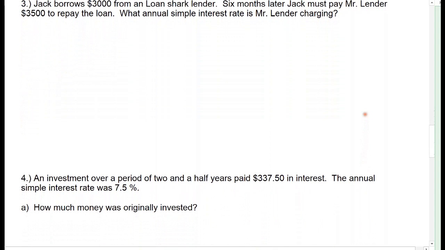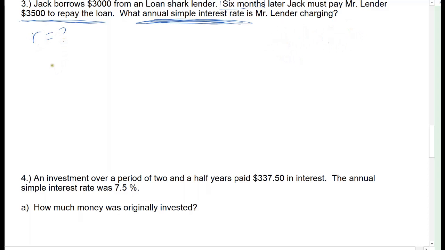All right, next example is a loan example. Suppose Jack borrowed $3,000 from a loan shark. 6 months later, so there's a given time in months that I have to keep in mind, Jack must pay back the loan for a value of $3,500. What is the annual simple interest rate? That's actually what we're looking for. We want to find R.